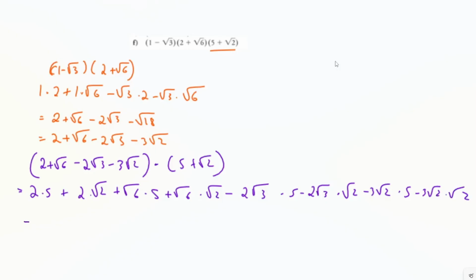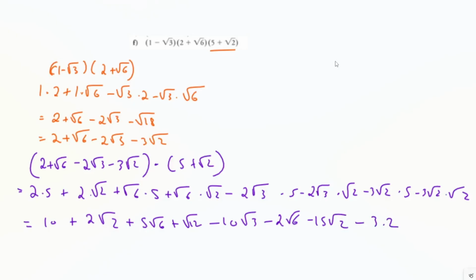Now, once we compute everything, we're going to get 10 plus 2 root 2. We're going to keep that as is. And then we're going to multiply these together with 5 root 6 plus root 12, these two together, with radicals here. And then subtract 10 root 3 minus 2 root 6 minus 15 root 2 minus 3 times 2. Now, root 12, we can write that as 2 root 3, and we can also simplify that as well.